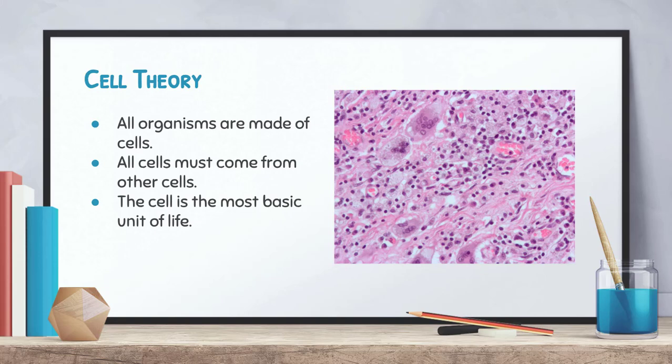Now, there are some basic ideas behind the theory of cells and how they function, and these are the three main postulates of cell theory. First, all organisms are made of cells, regardless of whether they are made up of just one cell or many cells. All living organisms have to be made of them. Second, all cells must come from other cells, so in order to make new cells, cells have to reproduce. And third, the cell is the most basic unit of life.